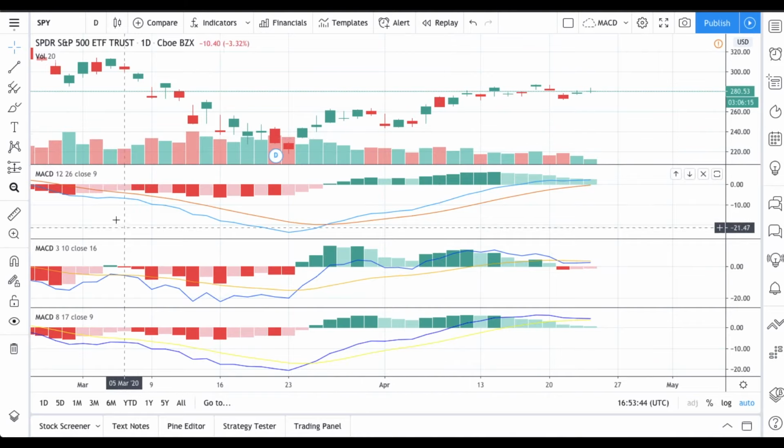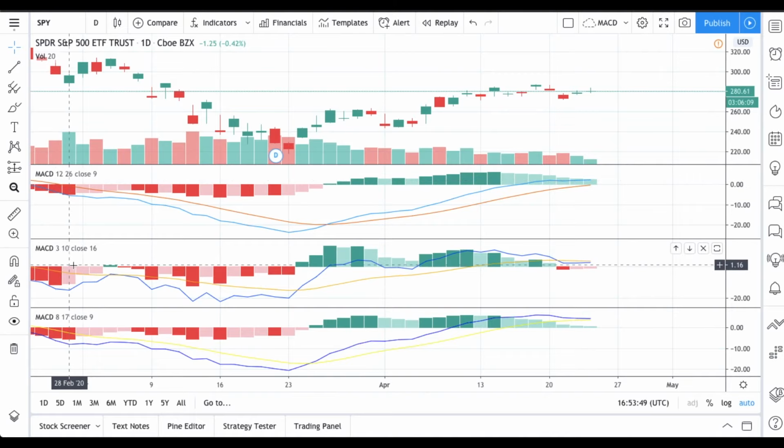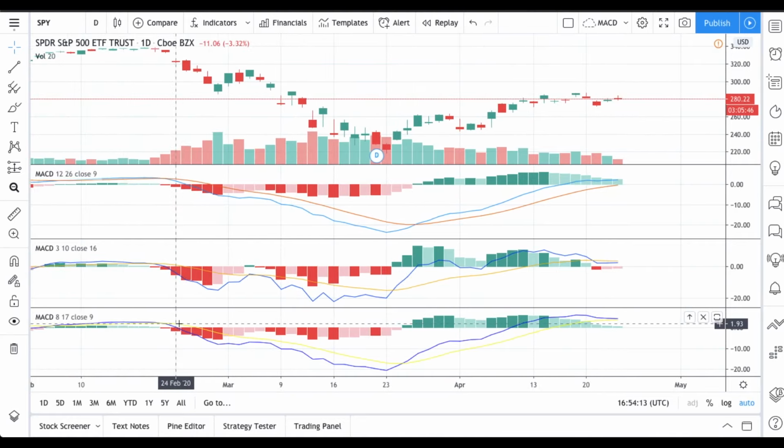We have the MACD default setting, the 12, the 26, and the 9. Then we have two other options that we're going to look at: the 3, the 10, and the 16, and the 8, the 17, and the 9. Those are the different settings that we can use. You can use many different ones, but these other two, besides the default, are some of the most commonly used by traders.